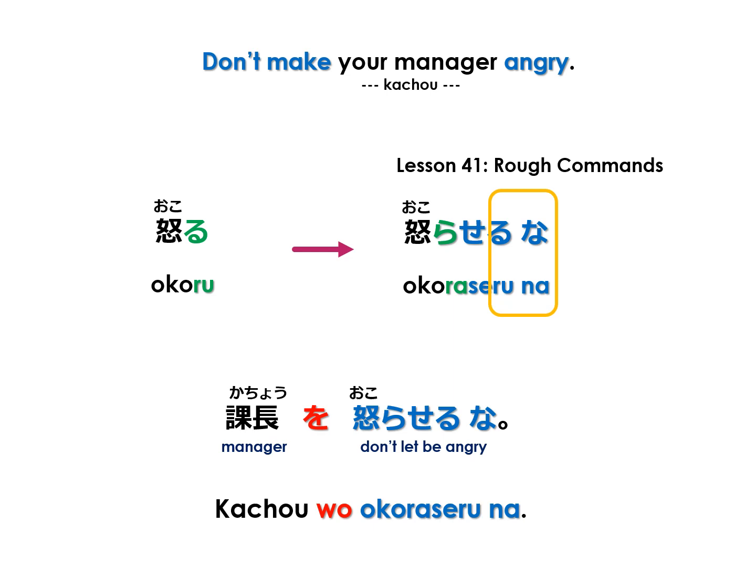Now, since this is a coercive causative sentence, getting angry is a spontaneous reaction that is often beyond the control of the causee, and because we have an intransitive verb, we only use the particle wo for the causee, the manager or kacho. And so the sentence is, kacho wo okoraseru na.